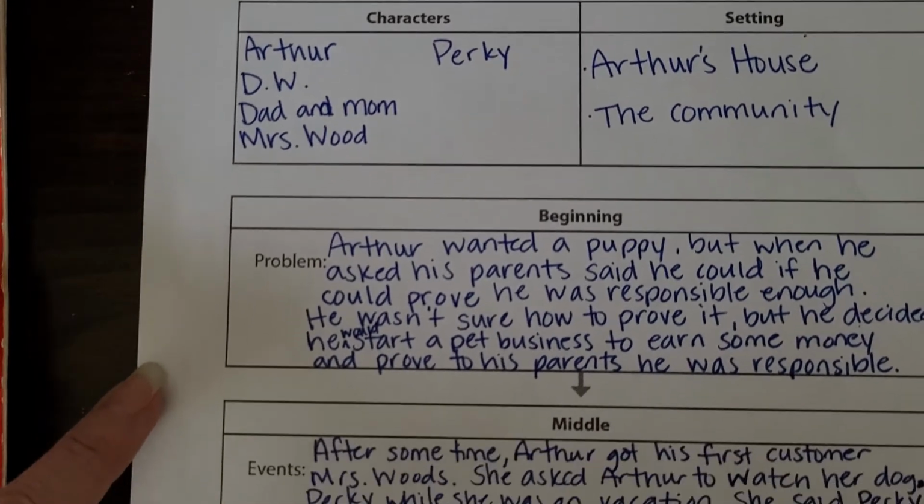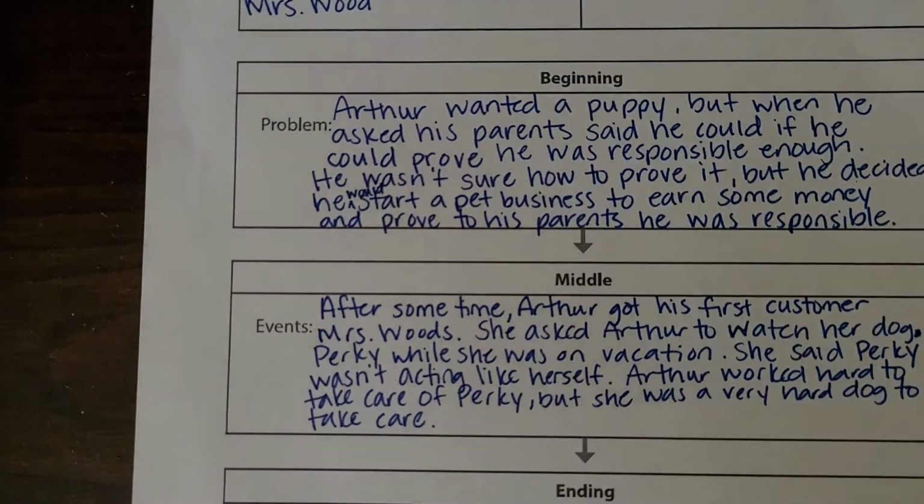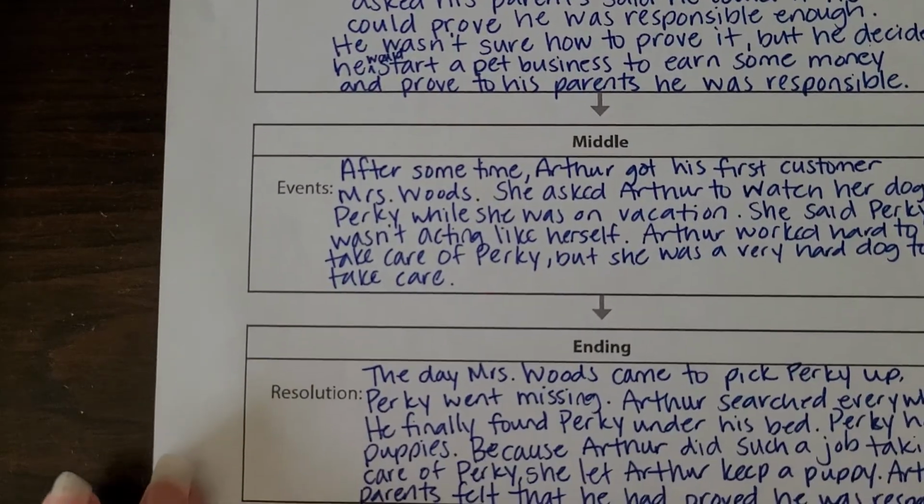Then we moved on to the middle. The middle talks about the events of the story, the way he went about solving his problem. After some time, Arthur got his first customer, Mrs. Wood. She asked Arthur to watch her dog, Perky, while she was on vacation. She said Perky wasn't acting herself. Arthur worked hard to take care of Perky, but she was a very hard dog to take care of. Those were the primary events. Lots of other things happened, but here, just go to the primary events that help address the problem and the resolution to the story. Those were the primary events that happened with Arthur and Perky.